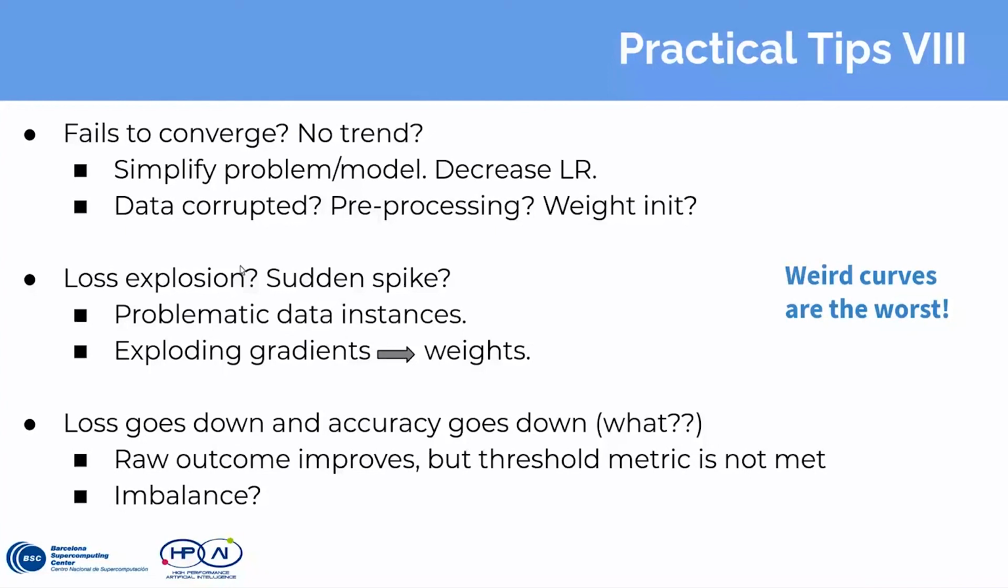Sometimes you see a loss explosion and the error skyrockets for some reason. It might be because there are some corrupt data instances, or at some point the gradients exploded, and then you have to check the weights of the network to see if there's something weird going on.